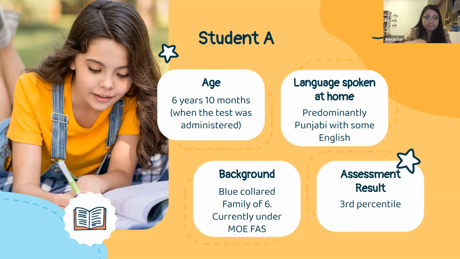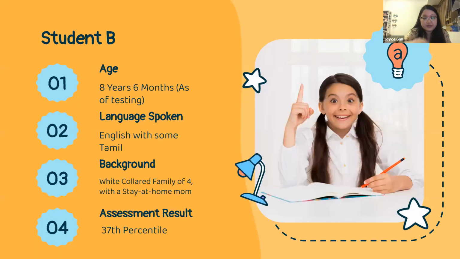Student B was 8 years, 6 months as of testing. Student B's primary language was English with some Tamil, coming from a background of a white-collar family of 4 with a stay-at-home mom. Student B tested at the 37th percentile, within the expected range amongst his same-age American peers.